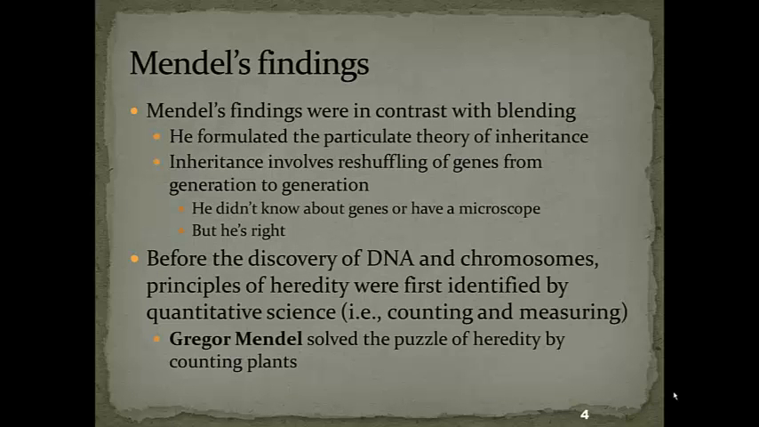He formulated what he called the particulate theory of inheritance, which involves reshuffling genes from generation to generation. He called them particles, he called them factors. We know now these are genes. At the time, genes as something that we were aware of didn't exist, and he didn't have a microscope, but he's absolutely right. He figured out heredity before we knew anything of DNA and chromosomes because he did quantitative science. He counted, he measured. He literally solved how heredity works by counting pea plants.